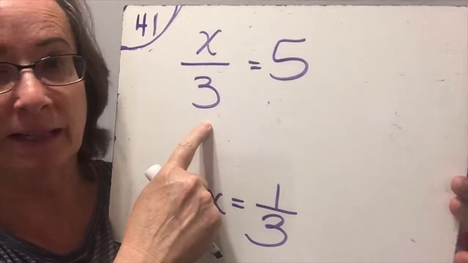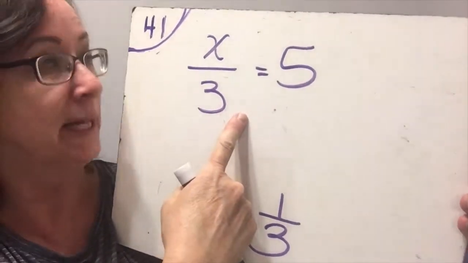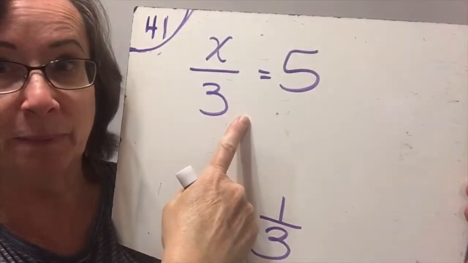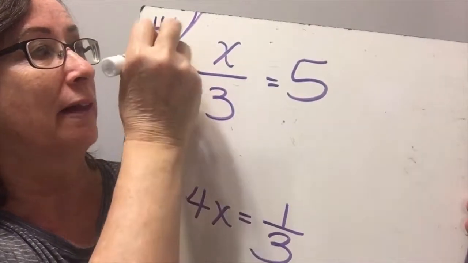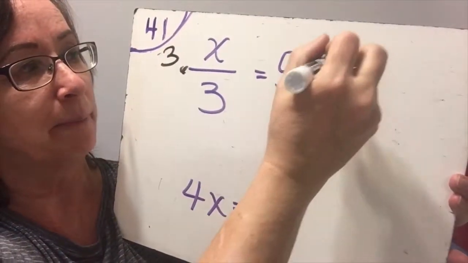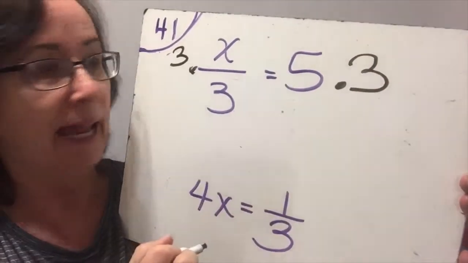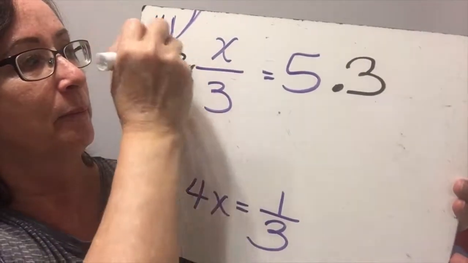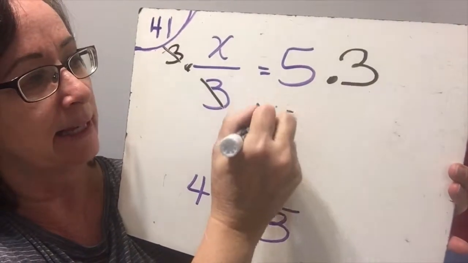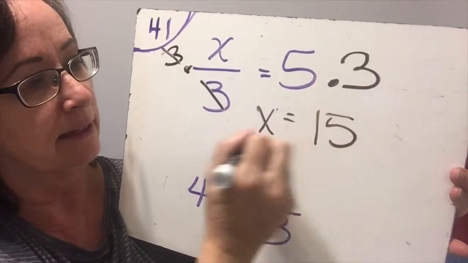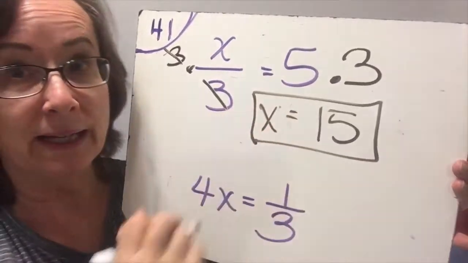Okay, on this one, we have the 3 on the bottom. To get rid of it, we will multiply by 3 on both sides. So we will multiply by 3 on this side, multiply by 3 on this side, and we end up being able to cancel those and get x is 15. And that is just one way to do it.